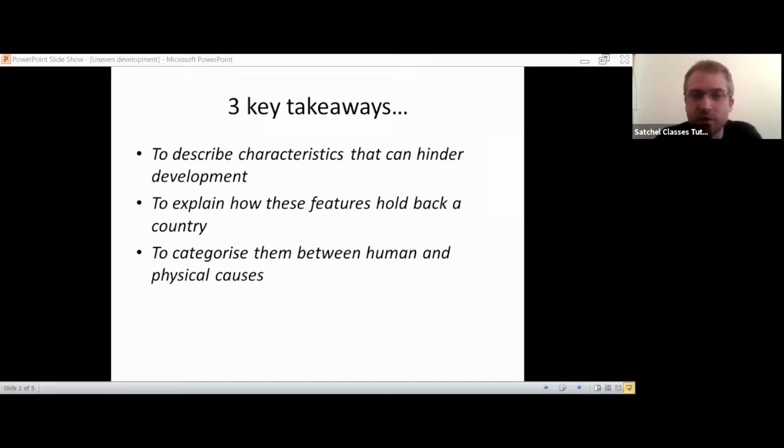Welcome to our lesson on uneven development. Today we'll basically be looking at the following three key takeaways: to describe characteristics that can hinder a country from developing, to explain how these features will be able to hold them back and how it actually contributes to it, and then to categorize them between human and physical causes. If you have a pen and paper ready to jot down some notes, that would be fantastic.